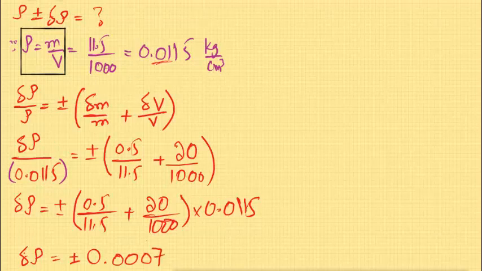0.0007. So this is what? This is my error in density. Now always remember that we keep the error or the uncertainty in one significant figure always. This is why I have written this in one significant figure. So the answer is 0.0007 kilograms per cm cube.